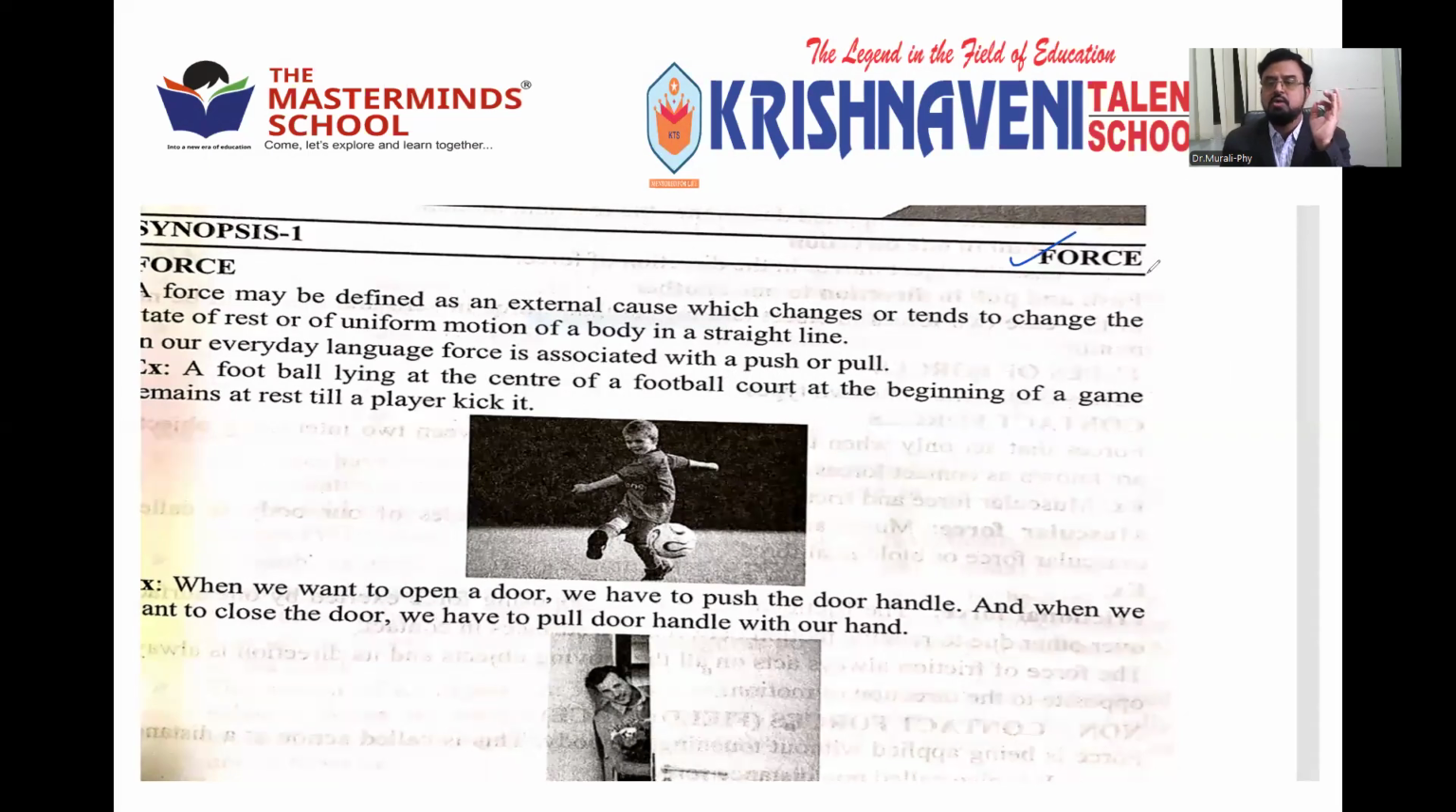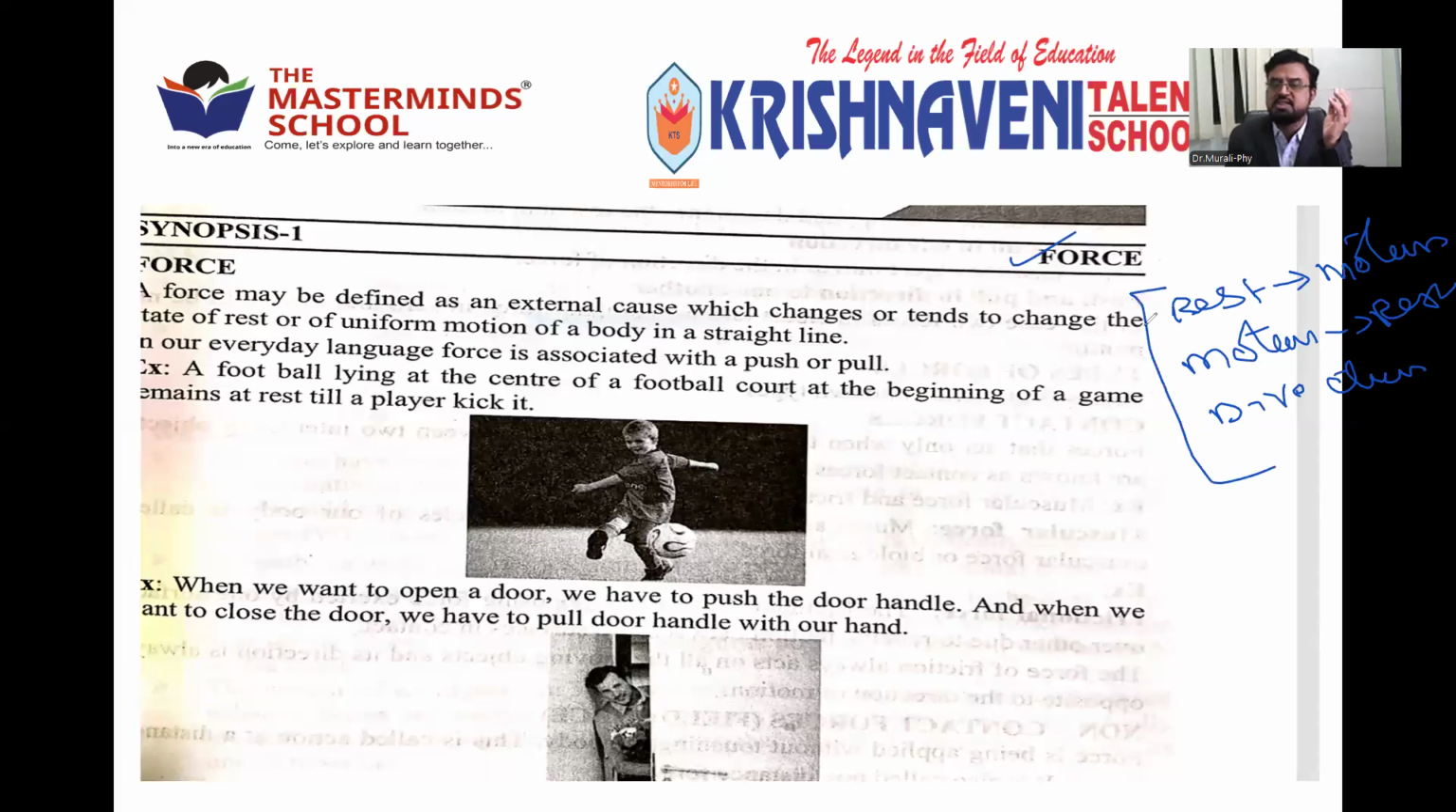In synopsis 1, we learn about force first. It is a common word in physics because, as you learn about motion, the cause of motion is force only. Without force, a body cannot move from rest to motion, or come from motion to rest, or change its direction. For all these 3, the cause is force.